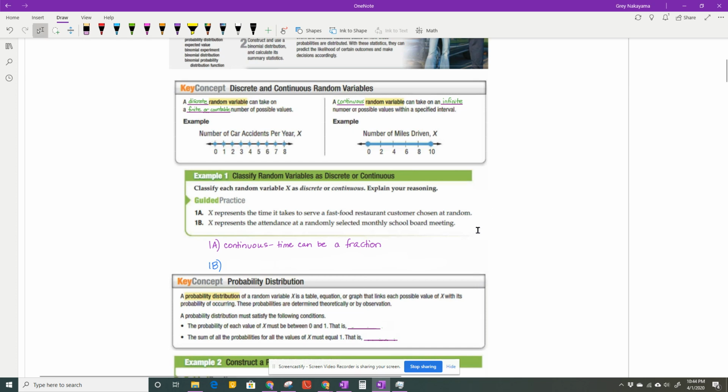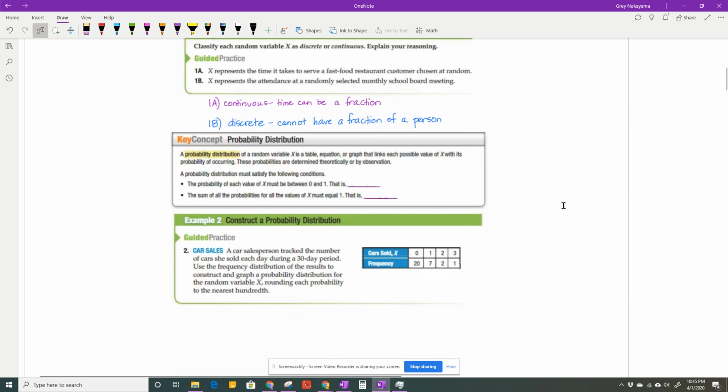Okay, the next example says X represents the attendance at a randomly selected monthly school board meeting. Okay, the variable is attendance. You take attendance by counting the number of people. Can you have half of a person? Well, no, you cannot. So it is a discrete variable because it can't have a fraction of a person.